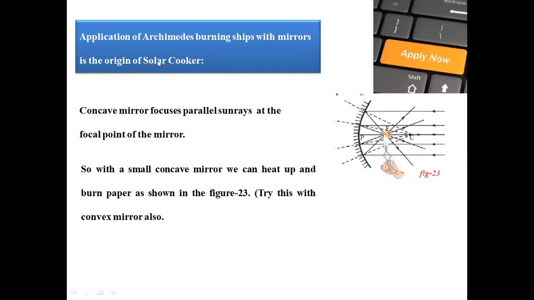Now we are going to apply the same principle to the solar cooker. The concave mirror focuses all the parallel sun rays coming from the sun, and they converge at the focal point of the mirror, so that it cooks the rice. In that manner, the solar cooker works. With a small concave mirror, we can heat up and burn a paper as shown in the figure. By taking the concave mirror, it is possible to concentrate all the light at the focal point, so that burning of paper is possible.